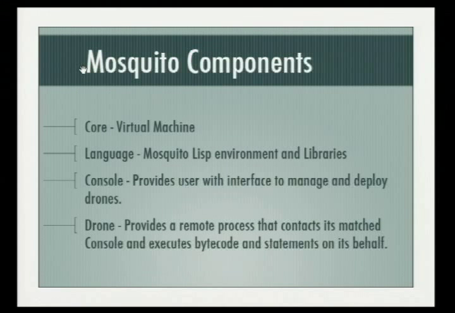There are several major components to Mosquito. We got the core virtual machine, MOSREF, the small core, which is 128K. We got the language, Mosquito Lisp environment and libraries. We got the console, which provides the user with an interface to manage and deploy drones. And we have a drone, which provides a remote process that contacts its master console and executes bytecode and statements on its behalf.